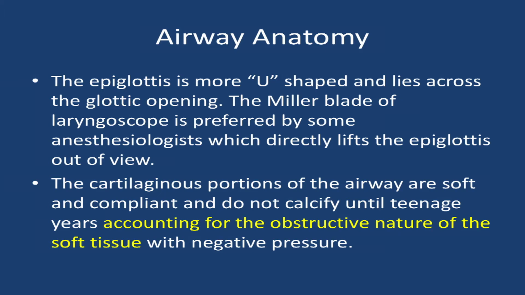The epiglottis in children is more U-shaped and lies across the glottic opening. The Miller blade of the laryngoscope is preferred by some anesthesiologists, which directly lifts the epiglottis out of view, and it allows ready access to the glottis and the opening for endotracheal tube insertion. The cartilaginous portions of the airway are soft and compliant and do not calcify until the teenage years, accounting for the obstructive nature of the soft tissue with negative pressure.